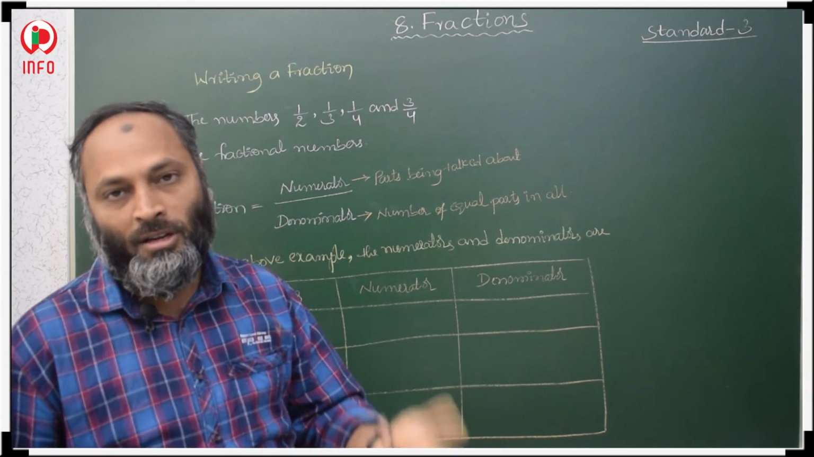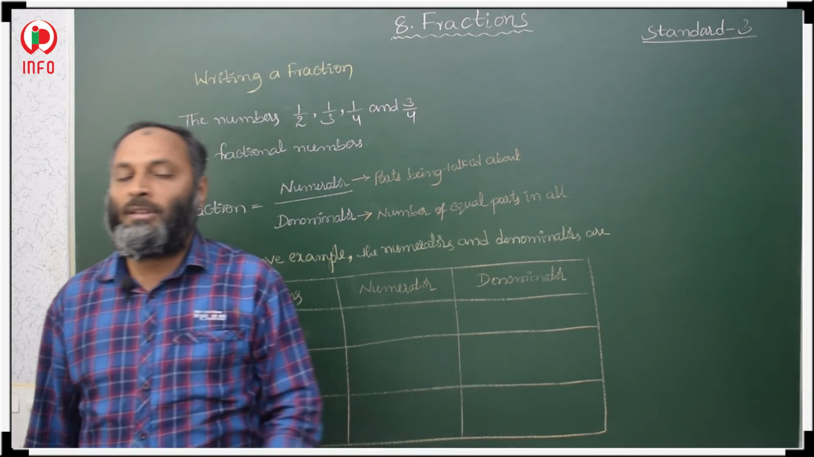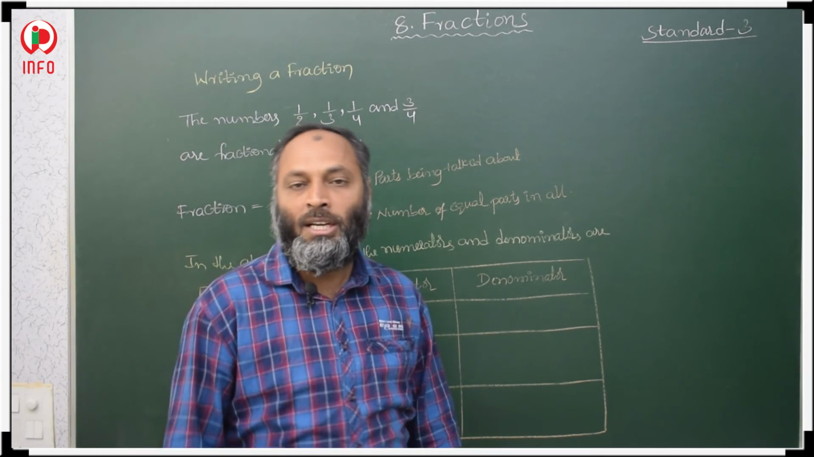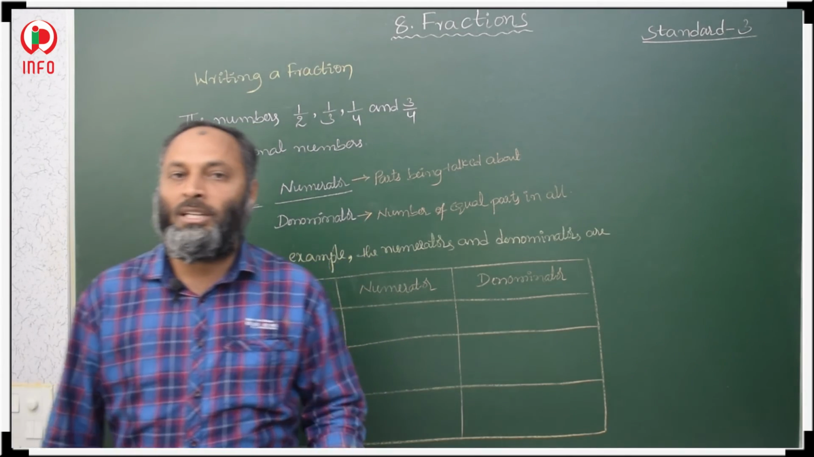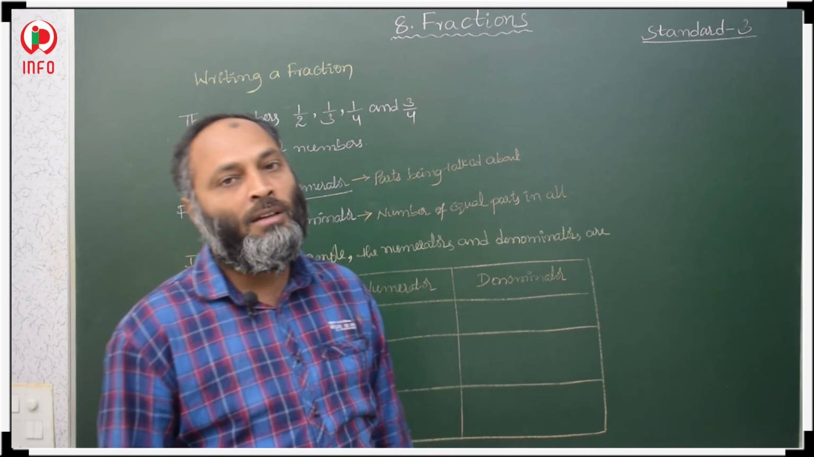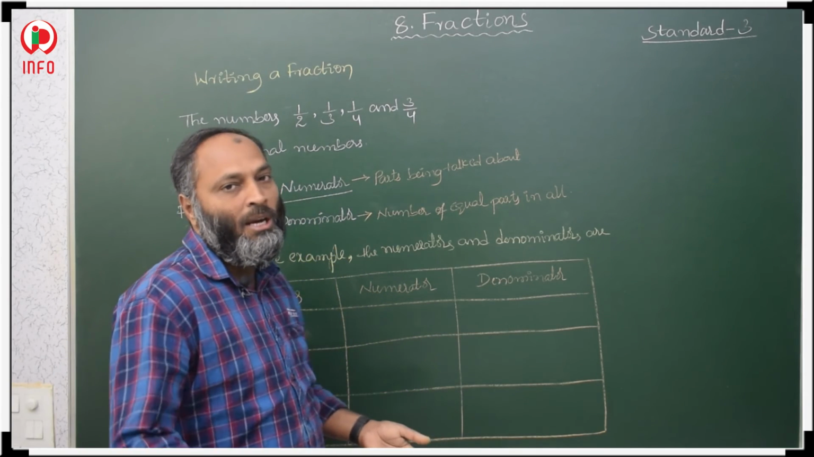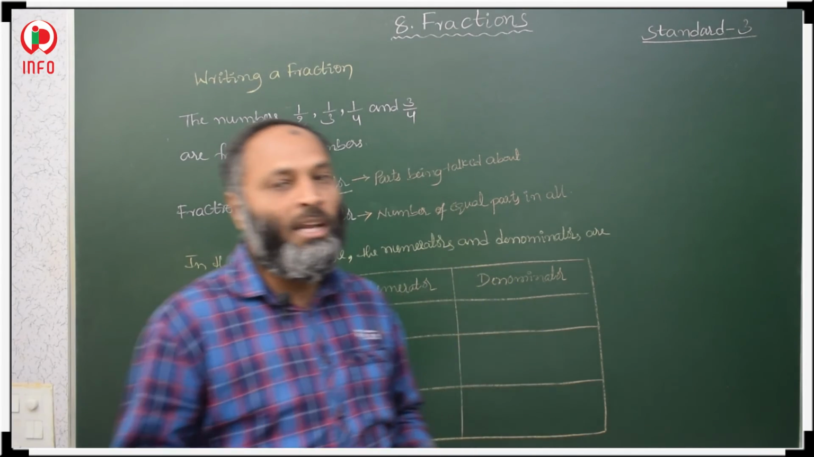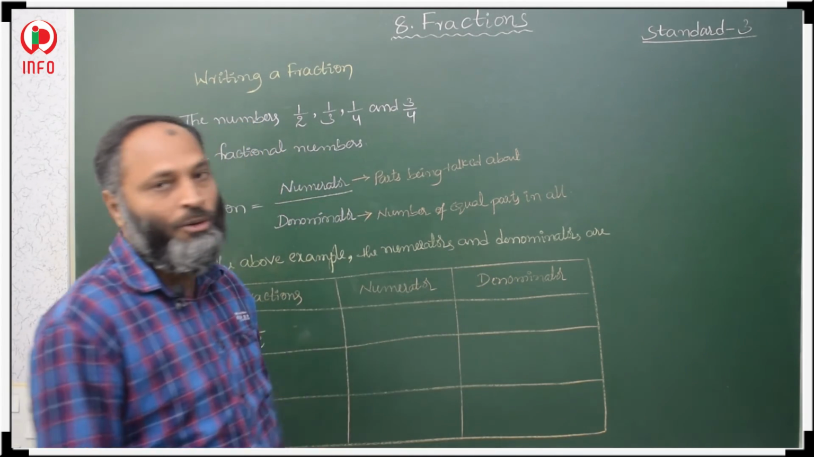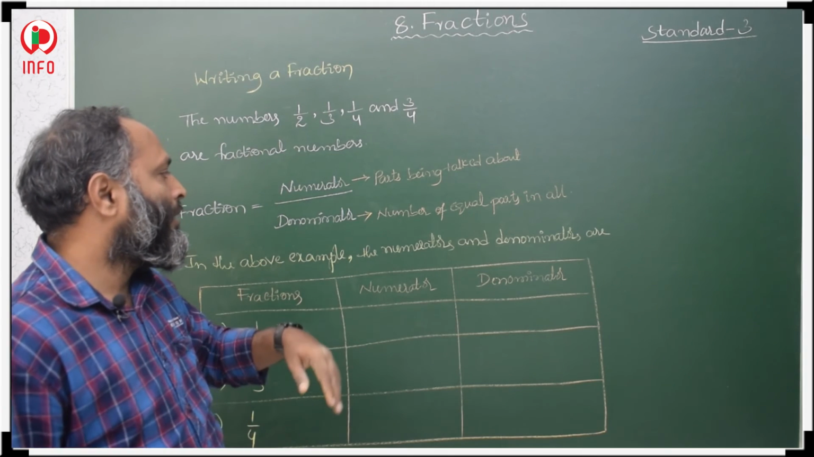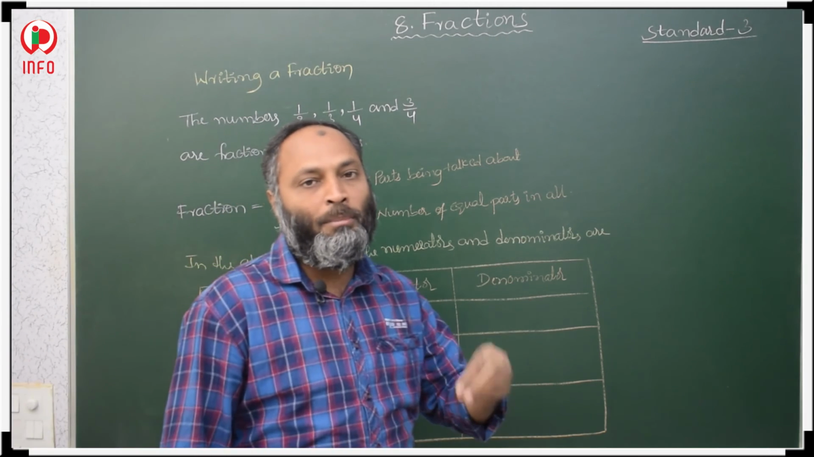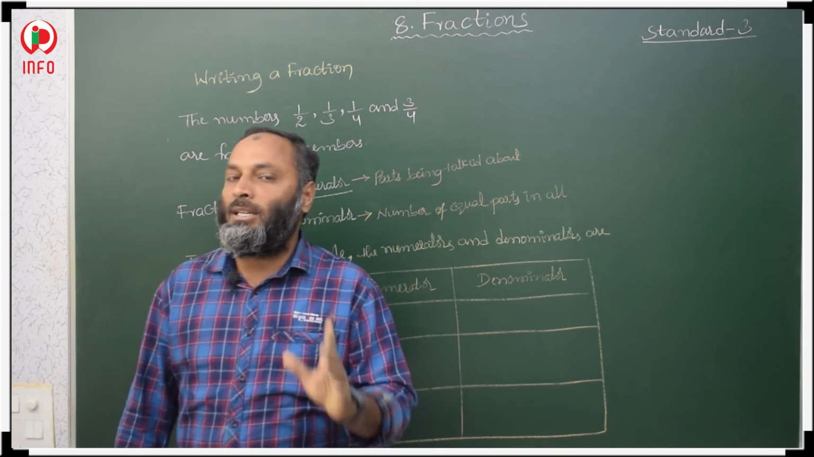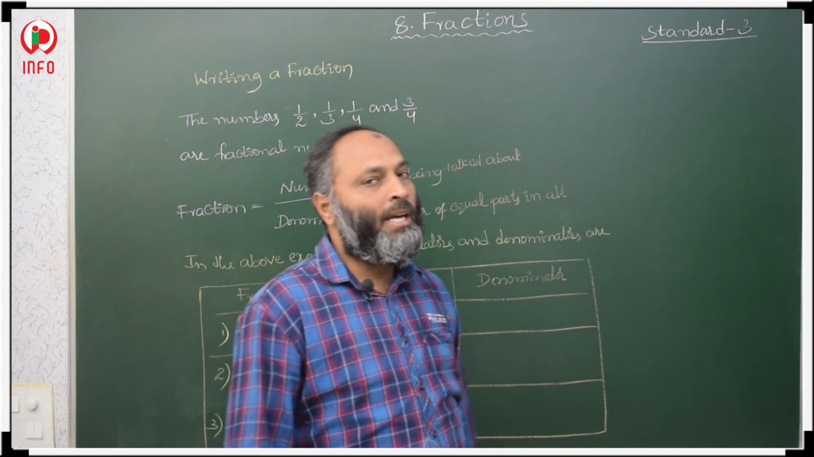Whatever we are going to talk about, in previous questions what did we talk about? We talked about the shaded portion, the shaded parts. How many parts we shaded, that we talked about. In some questions, suppose a pizza is there, how many parts you ate, that we talked about. So, what you talked about comes under the numerator. And the denominator is the number of equal parts in all. How many parts you make in all? Total parts. That is the denominator. Okay, numerator and denominator.